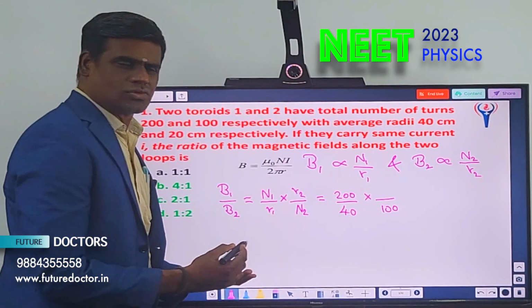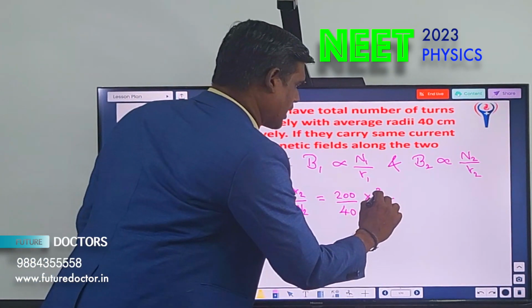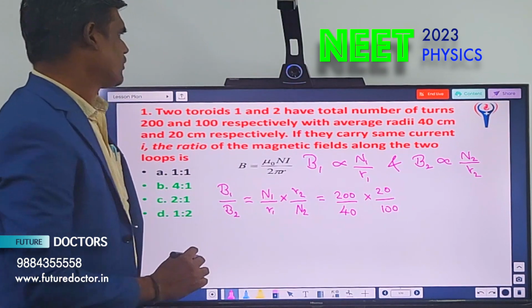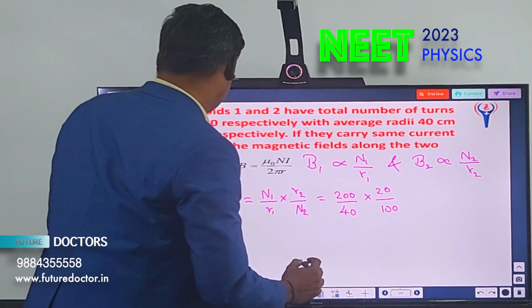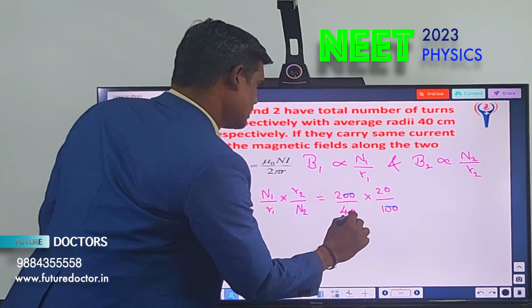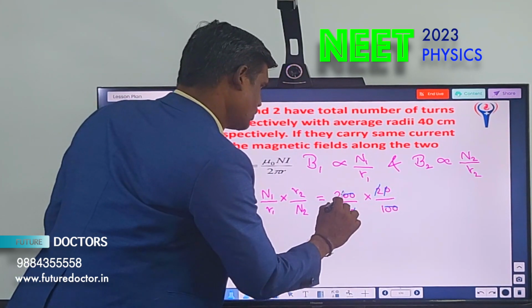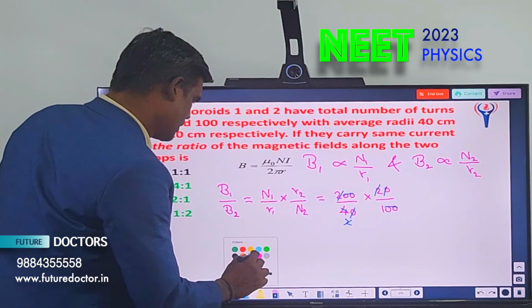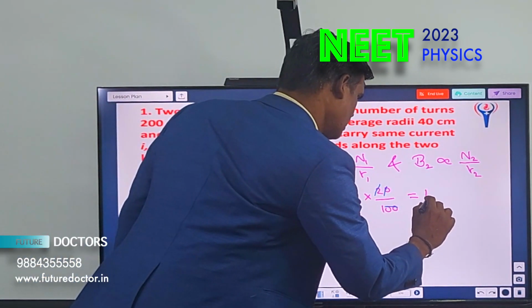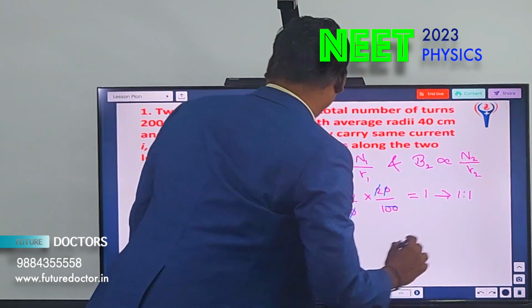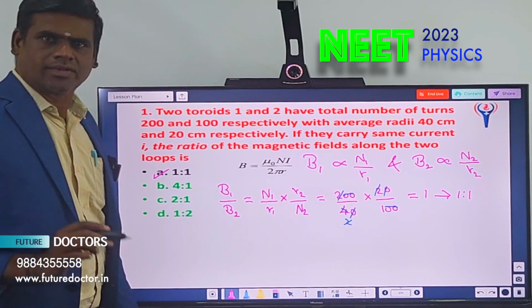40 into 10 power minus 2 and 20 into 10 power minus 2 get cancelled. Just write it as it is, 40 into 20, and cancel. These two zeros cancel, and this one zero cancels. 2, 2, 4, 2, 2 cancel. So what's the answer? The answer is 1 by 1, that is 1 is to 1. That is option A. Option A is the correct answer.